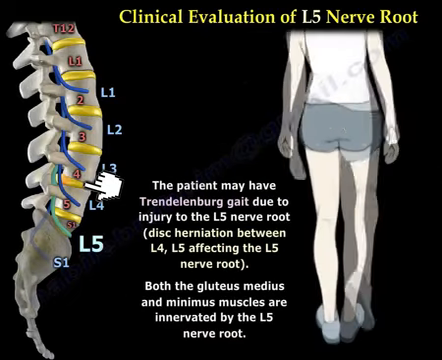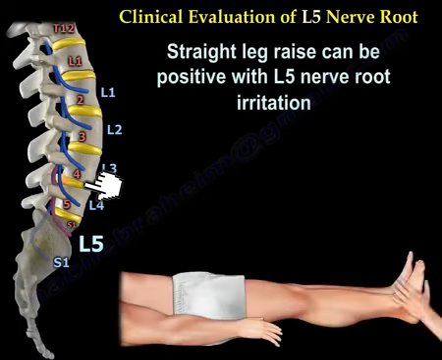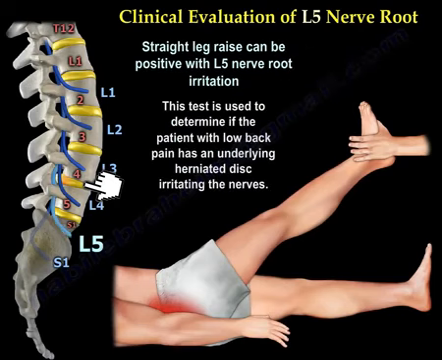They can give you a Trendelenburg gait, that's an L5 nerve root, gluteus medius and minimus, because disc herniation between L4 and L5 will affect the L5 nerve root. So both muscles are supplied by the L5 nerve root. Straight leg raise can be positive when there is irritation of the L5 nerve root. This test is used to determine if the patient with low back pain has an underlying herniated disc irritating the nerves.